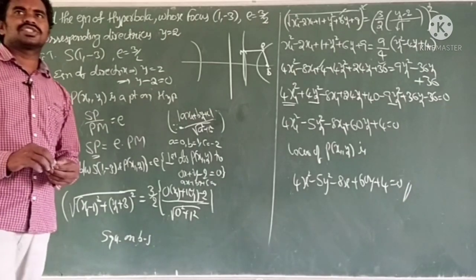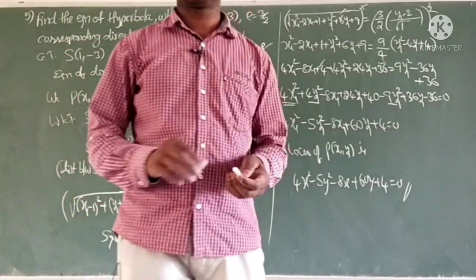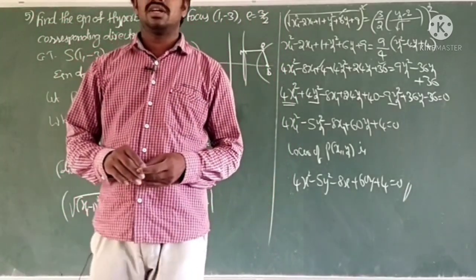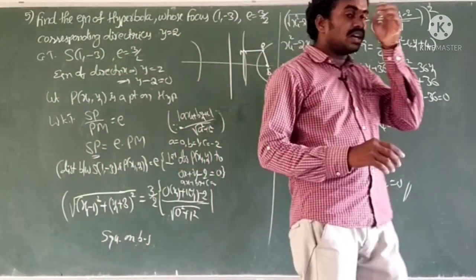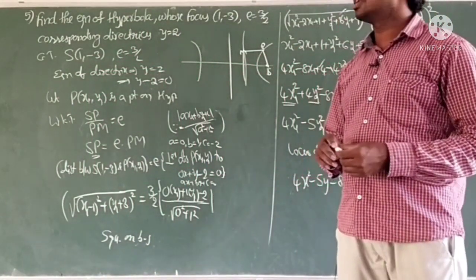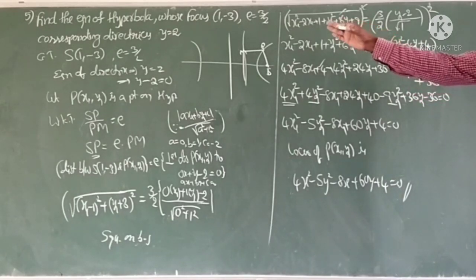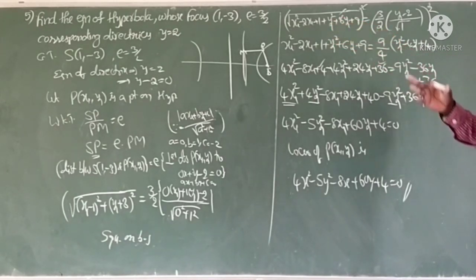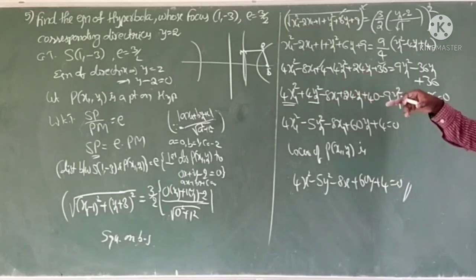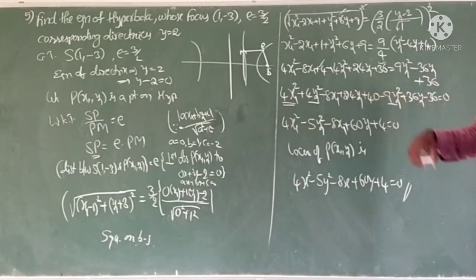Next questions are about finding the tangent equation of a hyperbola, how to find the normal, and so on. Any doubt? So very simple. First write down the given focus, eccentricity, and equation of directrix, and let point P be assumed. Take the condition SP by PM equal to E, where SP means the distance between S and P, PM means the perpendicular distance from P to the given directrix line, and E means 3 by 2. Write the formula, substitute and simplify, and we get the answer.